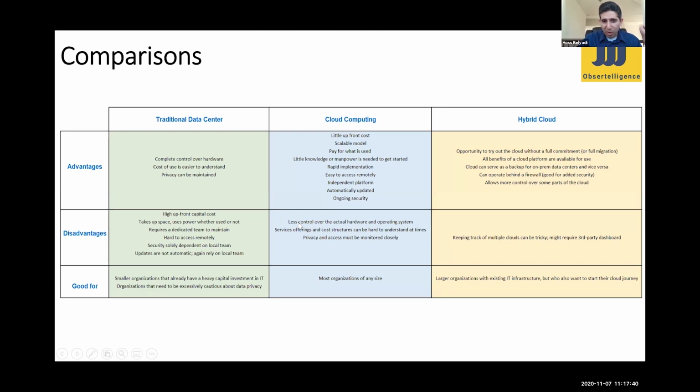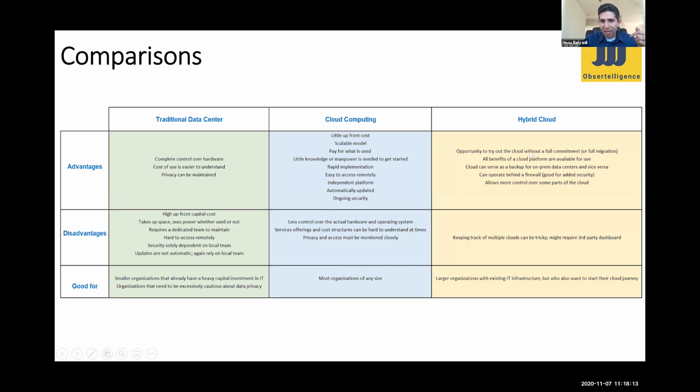It's less control. Remember, if you're doing cloud computing and cloud data centers, you have less control over the actual hardware and operating system. Services and cost structures can be hard to understand at times. I think over time a lot of these companies will probably simplify their costs a little bit more. Usually it's based on a subscription fee model. And this cloud computing, to be honest with you, is good for most organizations of any size.